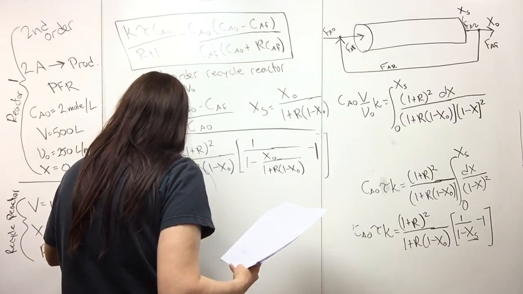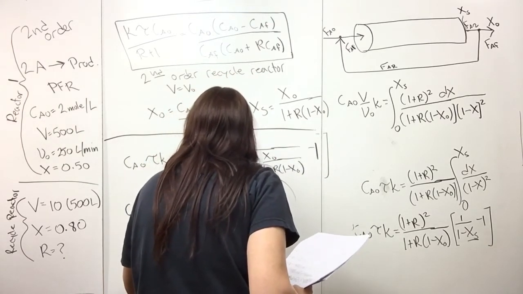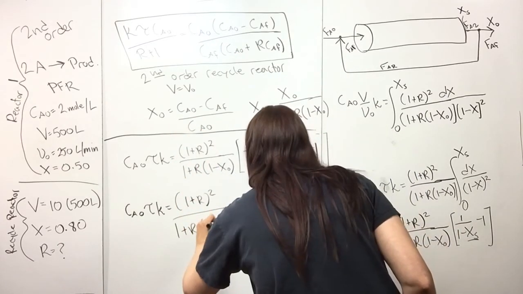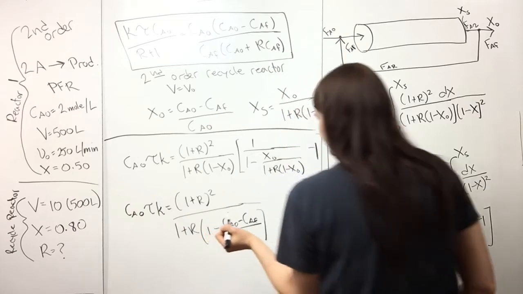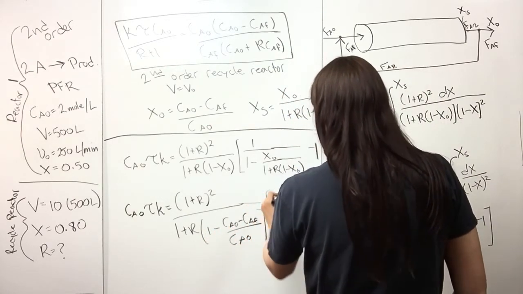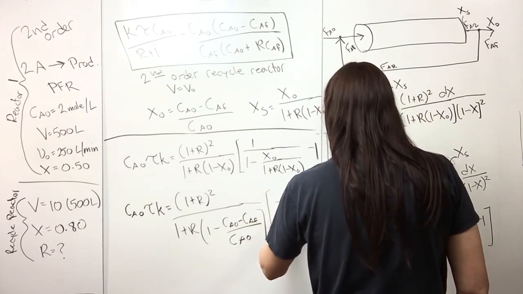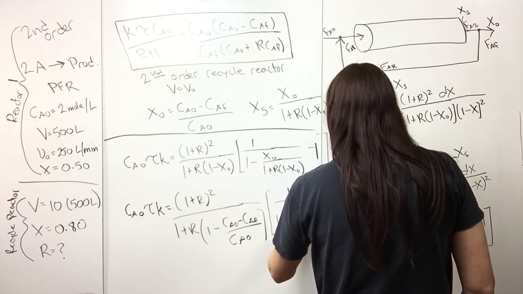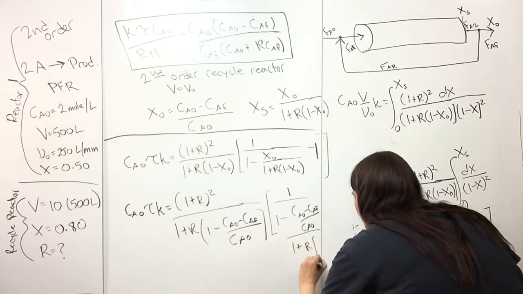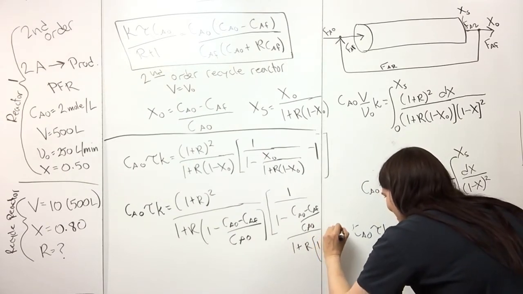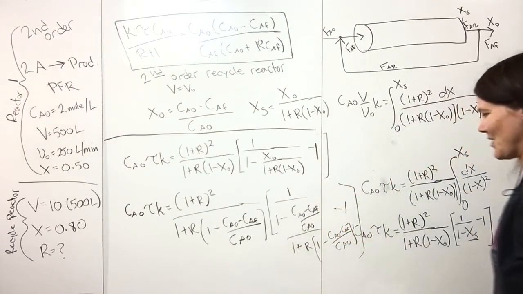So if I do that, I get C A naught tau k is equal to (1 plus R) squared over 1 plus R times 1 minus, and I'm plugging in this equation for X naught, so that's (CA naught minus CAF) over CA naught, multiplied by 1 over 1 minus, and then plug this equation in for X naught again, (CA naught minus CAF) over CA naught, divided by (1 plus R) times 1 minus, and then this again, (CA naught minus CAF) over CA naught, and this is all minus 1. Sorry, I kind of scrunched that.